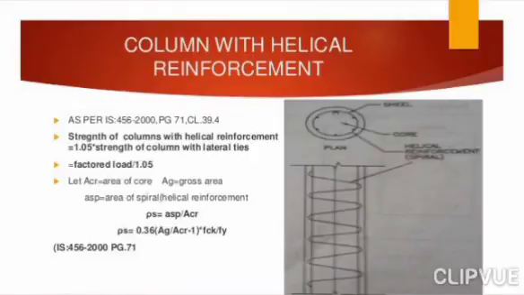The column with helical reinforcement. As per IS 456-2000, the strength of columns with helical reinforcement is equal to 1.05 times the strength of the column with lateral ties, that is, the factored load divided by 1.05.